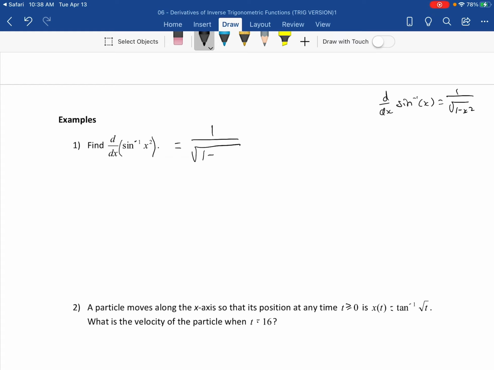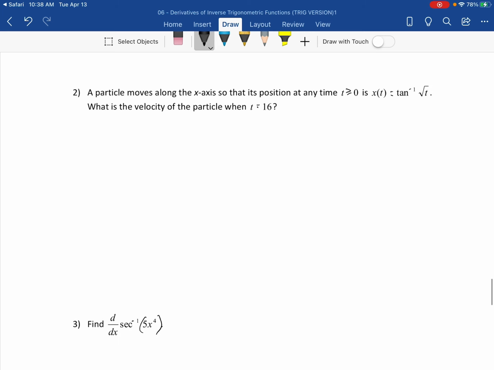So instead of the derivative being x becoming x squared, it's x squared becoming x to the 4th. And then the derivative of the inside, chain rule, is 2x, and so what I get here is 2x over square root 1 minus x to the 4th. There's our derivative this time.